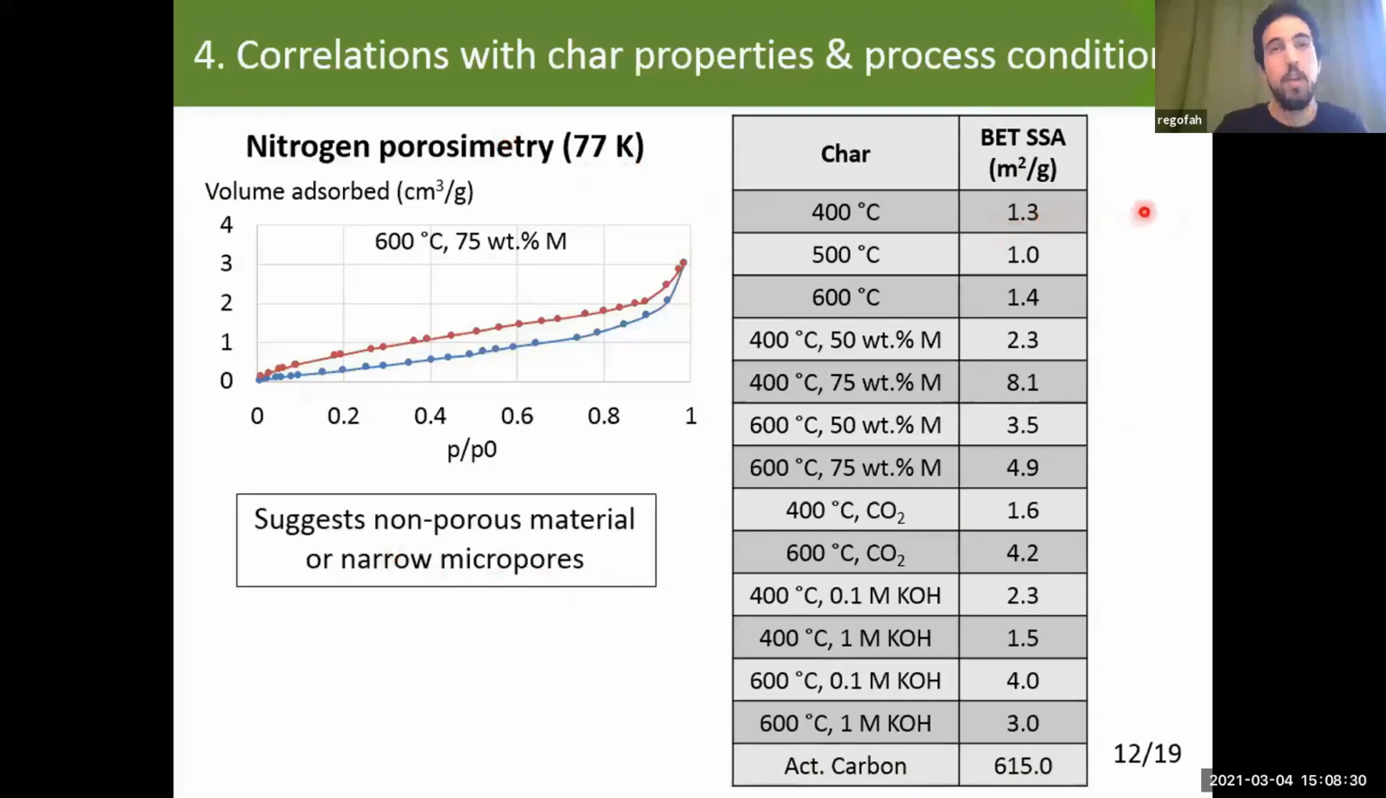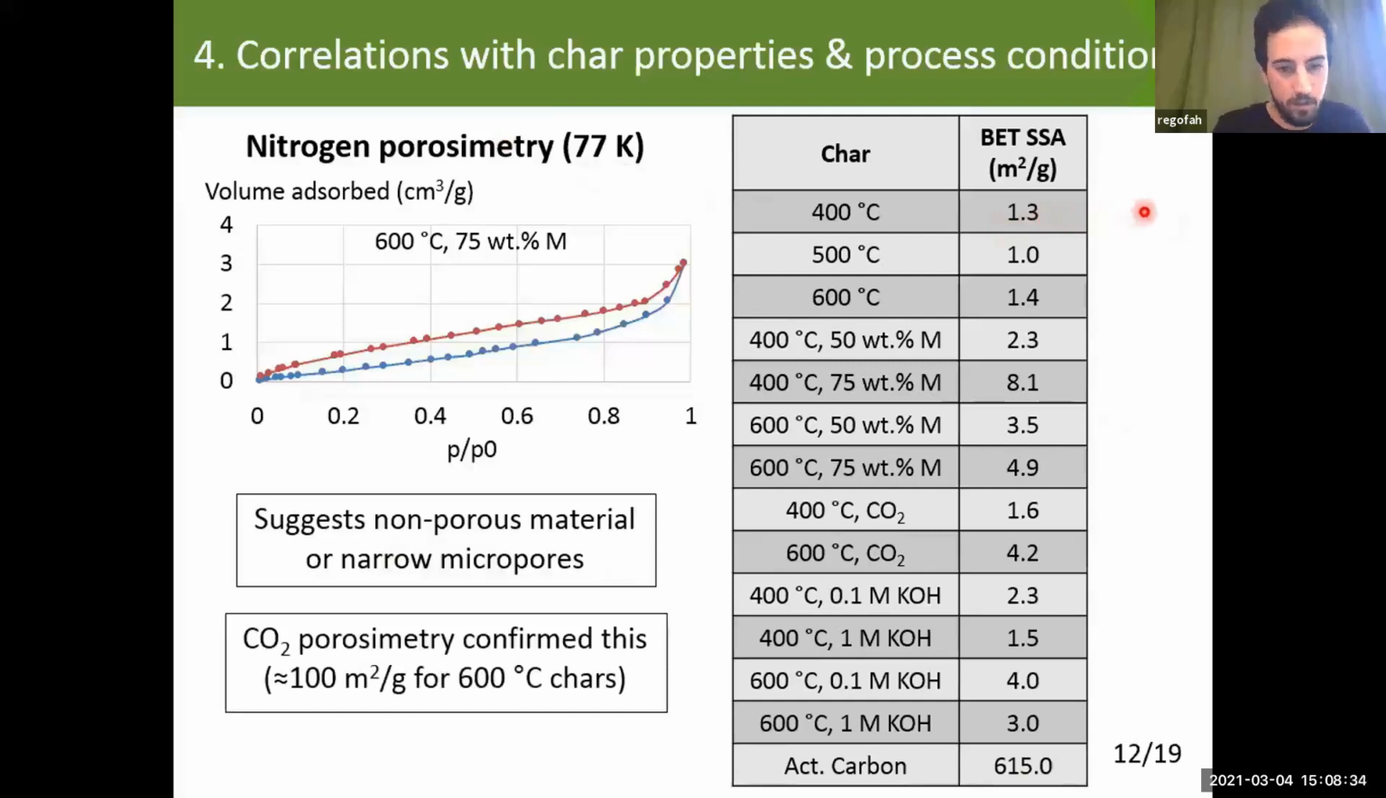So something you do to try to evaluate this is doing CO2 porosimetry instead. So that's done at 0 Celsius, sorry. And then the diffusion of CO2 is easier, so it can diffuse into the narrow micropores. And indeed, I saw an increase in surface area. So the higher temperature chars achieved 100 square meters per gram. This is micropore surface area. And I saw an increase with temperature. Unfortunately, I couldn't do it for all of the chars, and that would be good to do, but I don't have that information now.